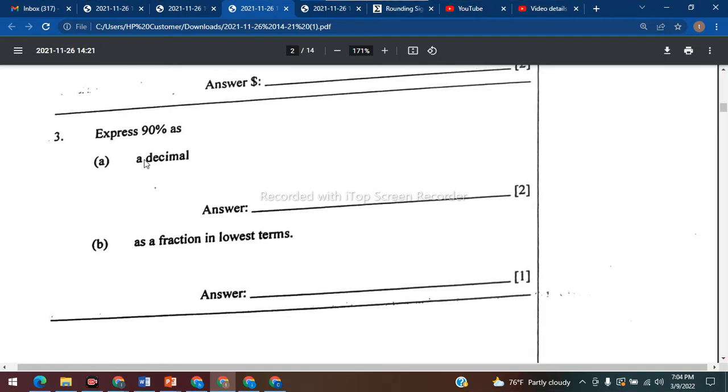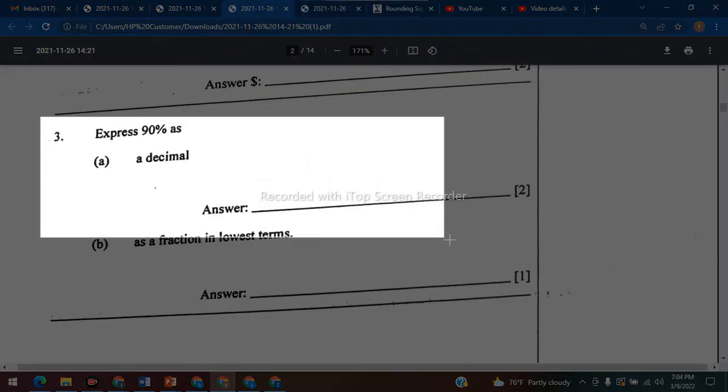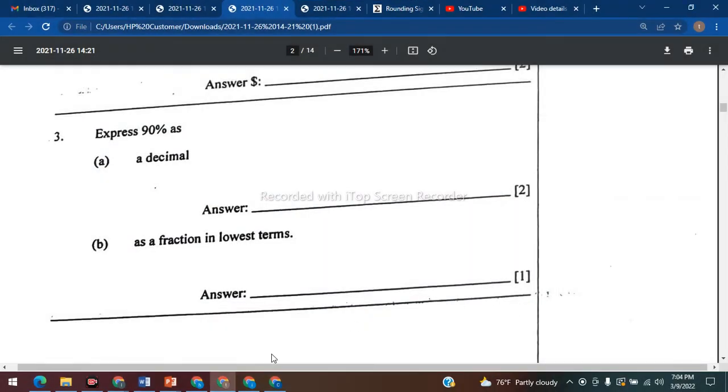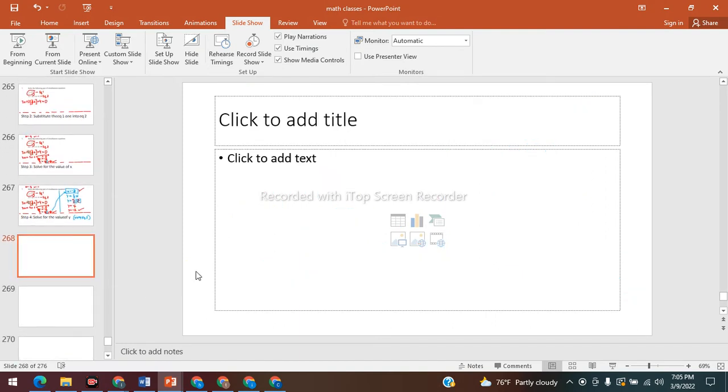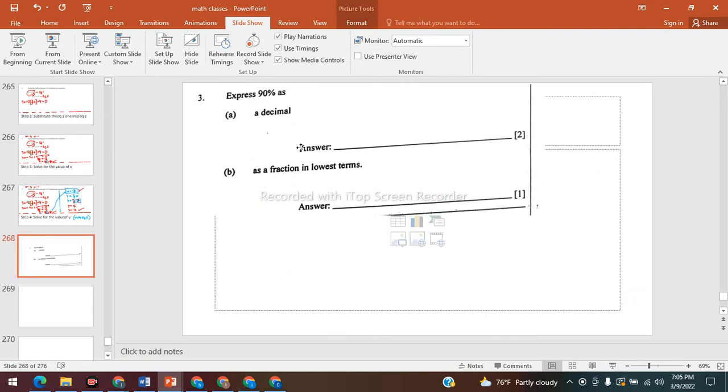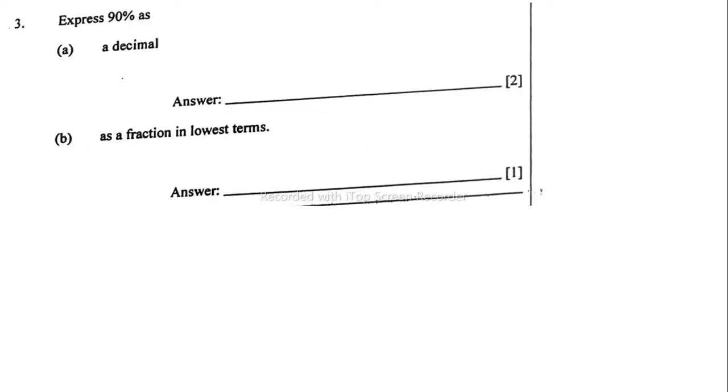Easy questions, right? These questions we see from grade 5 and stuff. Express 90% as a decimal and express 90% as a fraction in lowest terms. I'm going to allow you all to do this because I was helping someone who was in grade 6, I think, with stuff like this. Come on, this isn't deep. So, try this out. Express 90% as a decimal and 90% as a fraction in lowest terms.